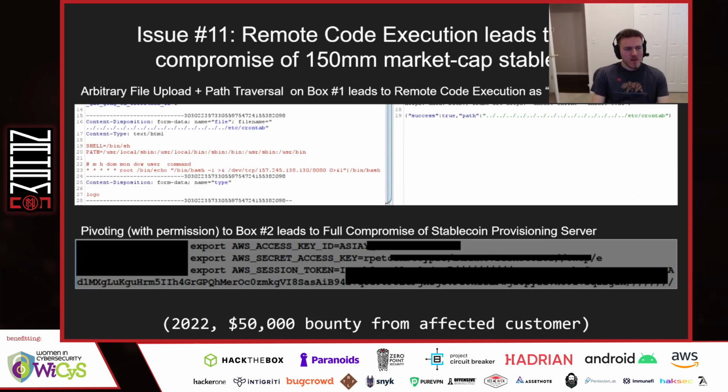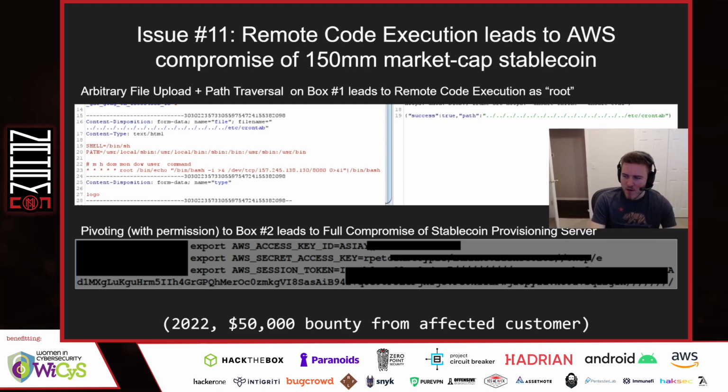So issue number 11, kind of a bigger bounty for this one. There was a remote code execution vulnerability on a stablecoin website with a market cap of like $150 million, and they hosted another service on their AWS stack. They had another website where you could upload files, right? So what you're able to do is traverse the file upload and upload to like /etc/crontab, because it was running as root, right? And once you did that, you're able to run commands, and basically get a shell in the box.